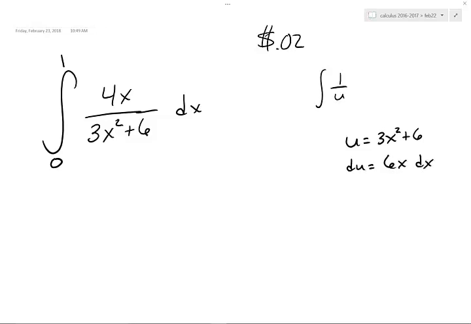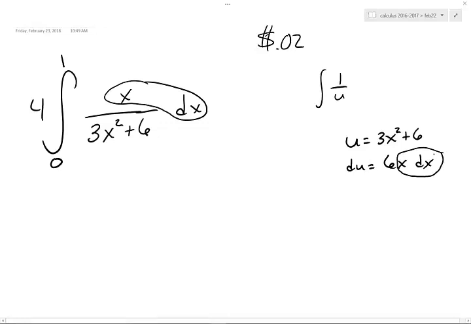And before you say no, watch me move this out front. Just move the 4 out front, okay? So you're not freaked out by it. Look, friends, I have an x dx over here. Do you see that? Do I have an x dx over here? By George, I do. So I have 1/6 of a du is an x dx.